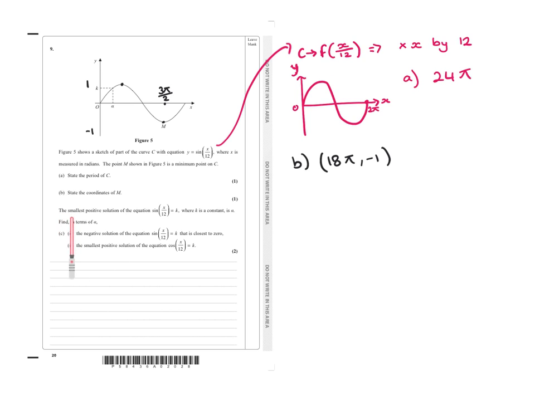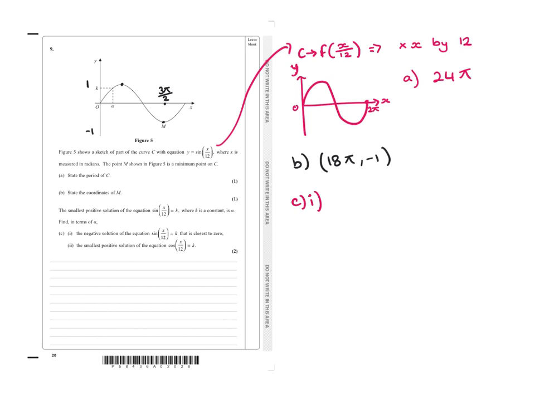Next part of the question. The smallest positive solution of the equation sine of x over 12 equals k, where k is a constant, is a. So here we have k, and we want to find a. Find in terms of alpha the negative solution of the equation sine of x over 12 equals k that is closest to 0, and the smallest positive solution of the equation cos of x over 12 equals k. Okay, so we've got a few things going on here. Again, I always like to refer to the original graph.